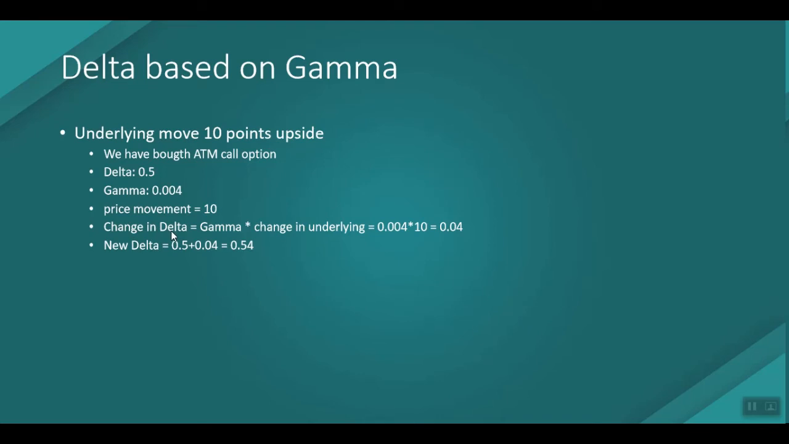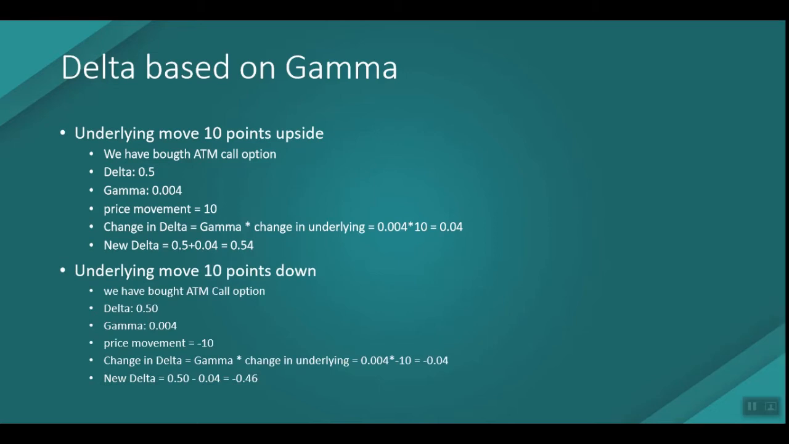The change in delta will be gamma times the change in underlying. In this case, the gamma is 0.004 and the change in underlying is 10, so the change in delta will be 0.04. The new delta is our previous delta plus the change in delta, which is 0.5 plus 0.04, equal to 0.54.